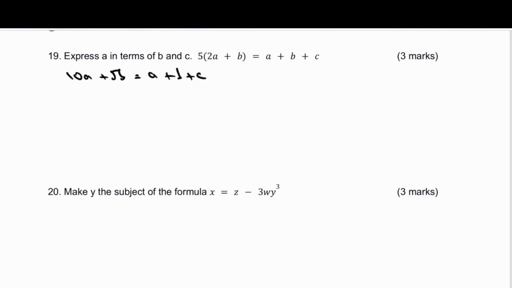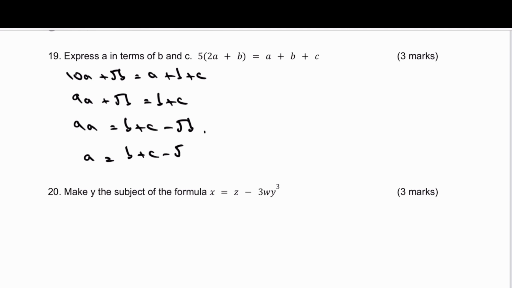I need to get a towards the left hand side. Now with this particular one, I'm going to get 10a minus a, so actually I can just subtract that straight away. I'm going to get 9a plus 5b equals b plus c. I'm going to minus 5b from both sides. I get 9a equals b plus c minus 5b, and then I'm going to divide through by 9. So a is equal to (b plus c minus 5b) all divided by 9, and that's the answer to question number 19.